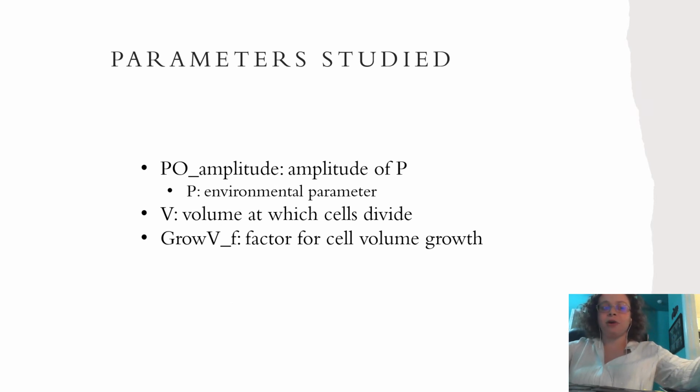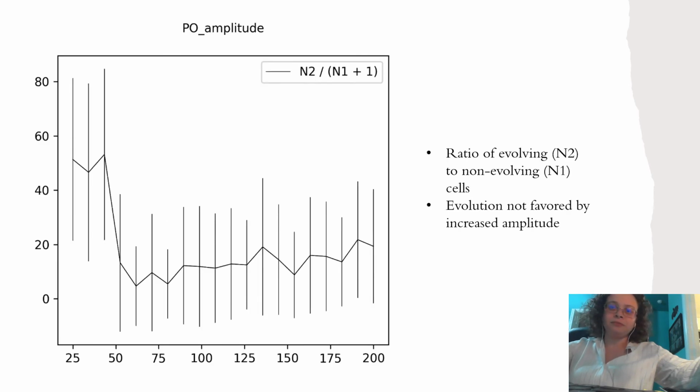I studied three parameters: P0 amplitude, or the amplitude of P, the environmental parameter that can represent anything from pH to temperature to salinity; V, representing the volume at which the cells divide; and GrowVF, representing the factor for the volume growth of cells. Our final graphs look like this, comparing the ratio of evolving cells, N2, to non-evolving cells, N1, at the end of each iteration as the variable changes.